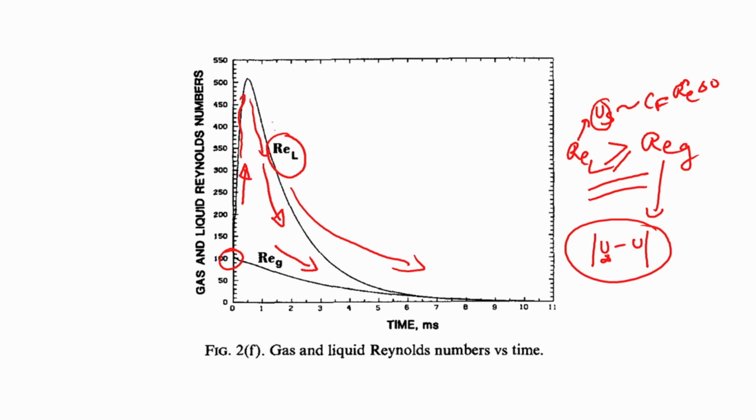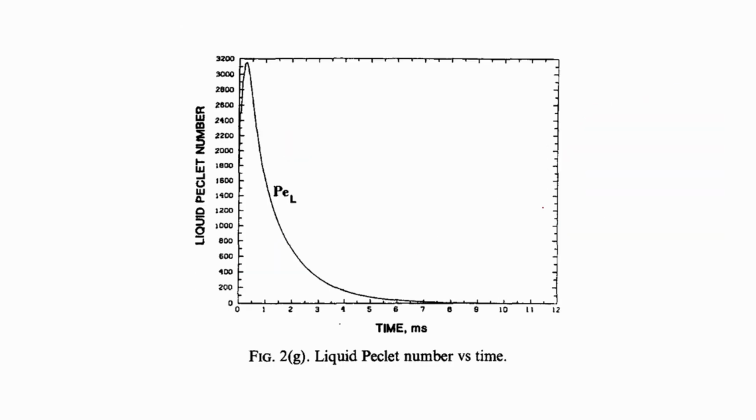As you can see, this Reynolds number is at least 5 times higher than the gas phase Reynolds number, mainly because your rho L is 1000 times your rho V essentially, or rho gas, whatever you call it. Clear on this particular part? Okay.